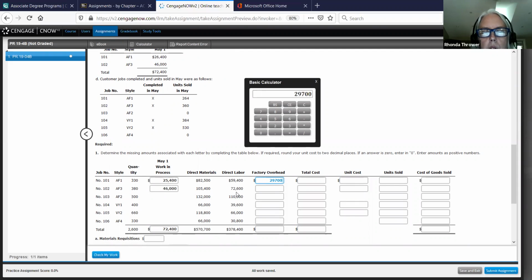The second job, the direct labor, was $72,600. So I'm simply going to take $72,600 and multiply it by 50%. And that's going to give me 36,300. So again, we are taking the amount of the direct labor and we're multiplying it by 50%. So half of 110 is 55,000. That's your applied factory overhead.